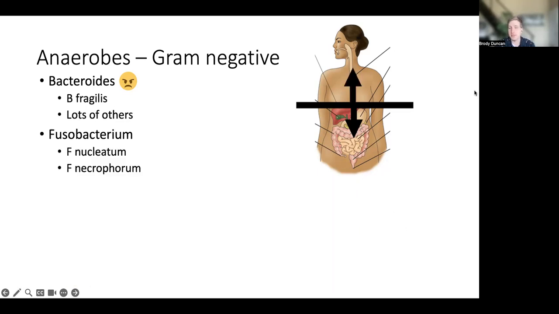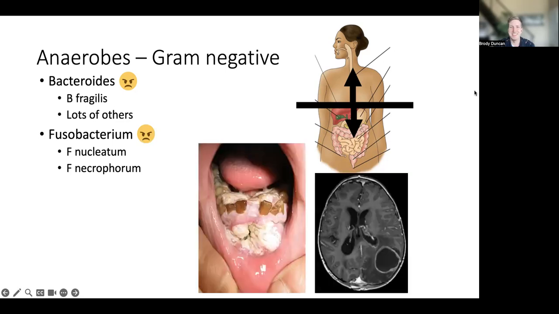Fusobacterium is another relatively common anaerobic bacteria. Two common species are Fusobacterium nucleatum and Fusobacterium necrophorum. I don't expect you guys to be able to differentiate those, but this is just so you've at least heard those names once. They can live above the intestinal tract, for example, in the mouth, but they're also in the GI system. And they are also not our friends.